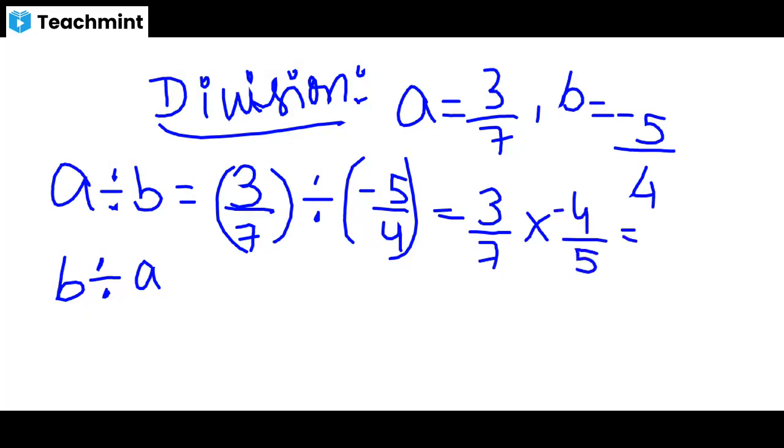So what is the answer you get here? 3 fours are 12 by 35. It is minus 12 by 35. Next, B by A. Ma'am, I didn't understand, ma'am.